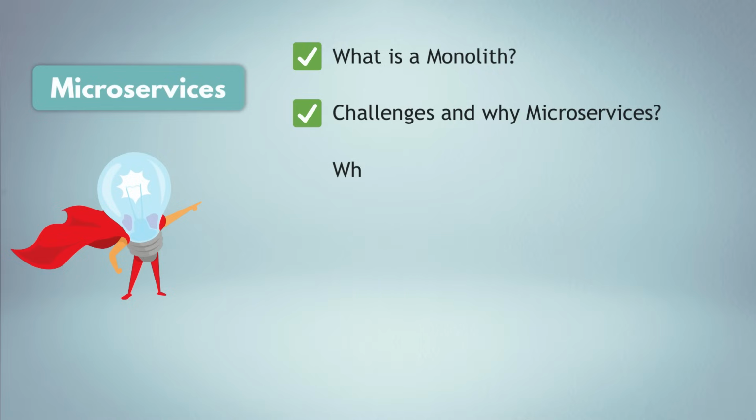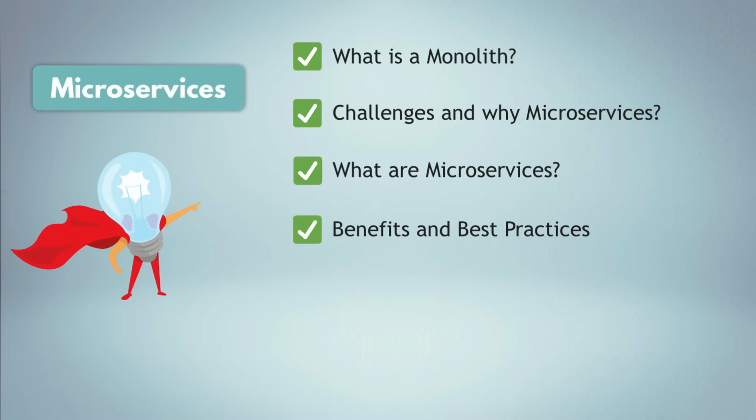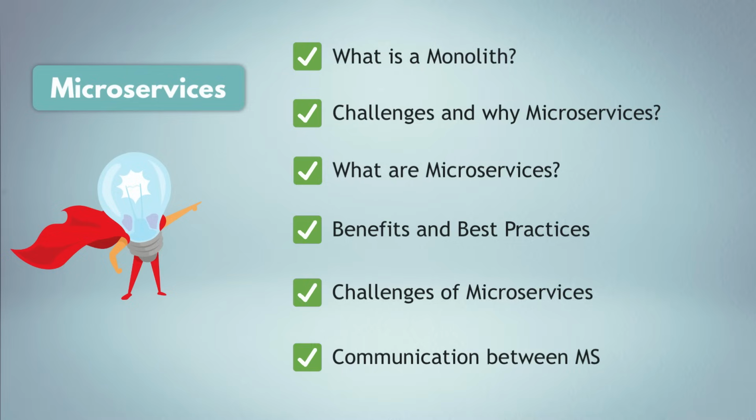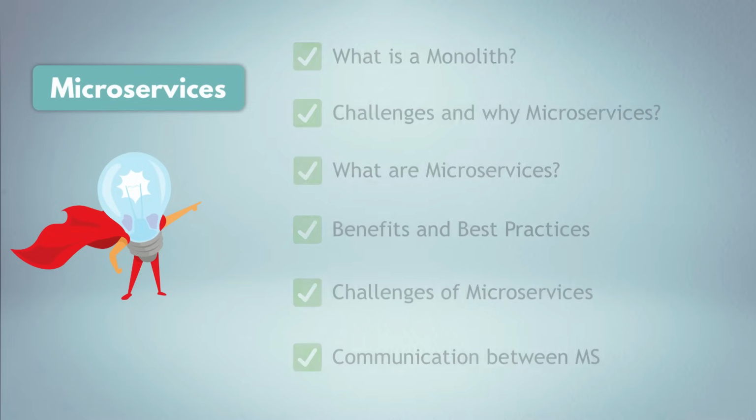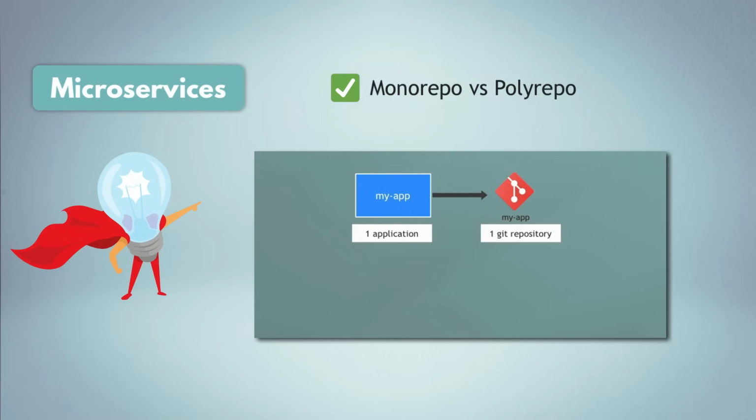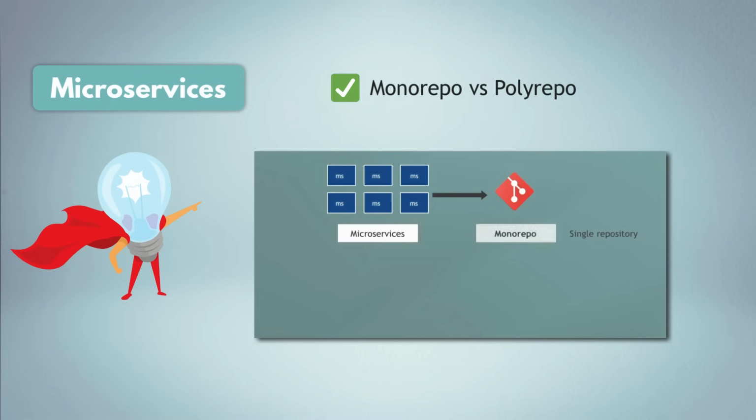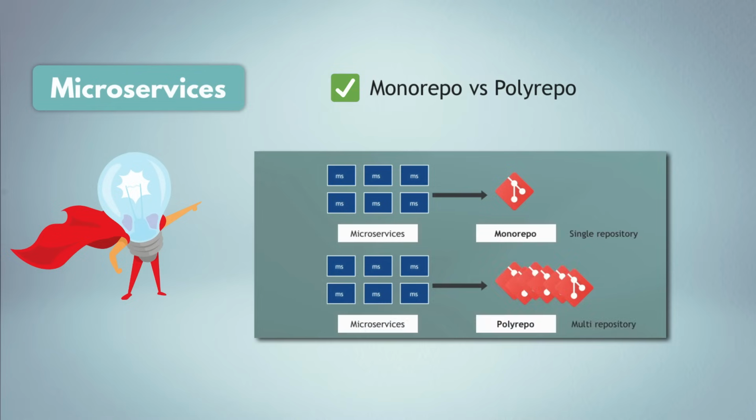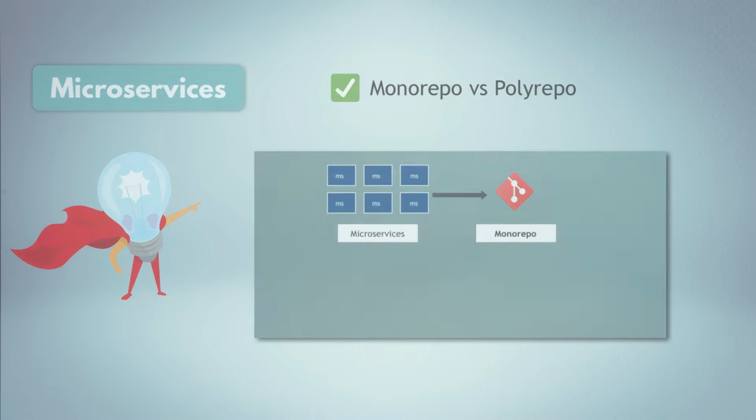Then we will see what microservices or a microservice architecture is exactly, as well as best practices, benefits, and how the communication between microservices actually works. We will also see different ways to manage code for microservices application and talk about Monorepo versus Polyrepo and advantages and disadvantages of both. So let's get started.